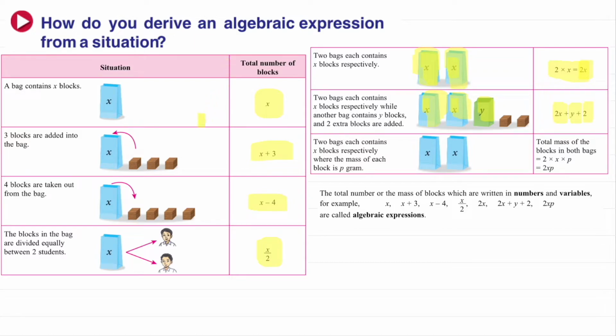Lepas tu kata apa tadi? 2 bags each contains X block respectively, where the mass of each block is P gram. So, kita ada 2 darab X darab P. Okay. The total number or the mass of blocks which are written in numbers and variables, kita panggil dia sebagai algebraic expression. Itulah dia algebraic expression. Bila mana kamu ada variable dan juga nombor. Tak kisahlah didarab ke, tambah ke, tolak ke, bahagi ke, as long as you have a number and also a variable, dia dipanggil sebagai algebraic expression.